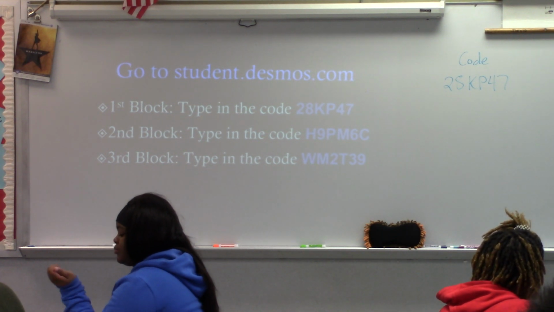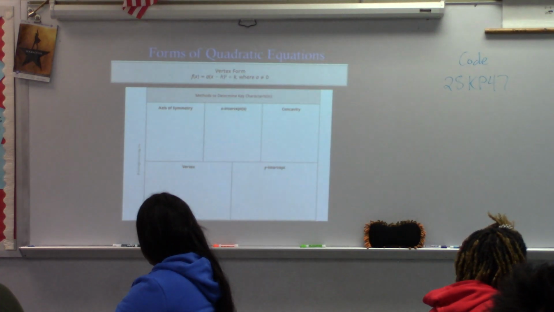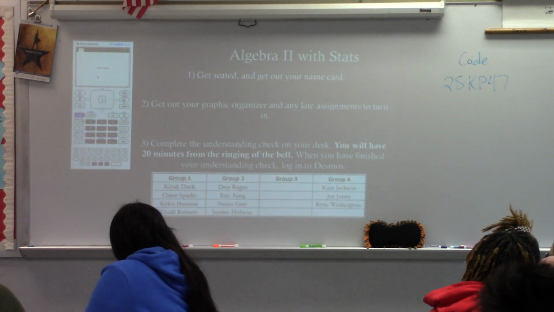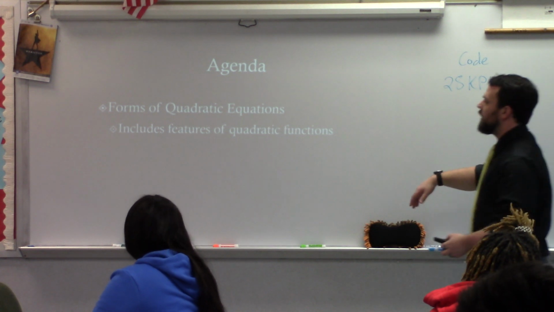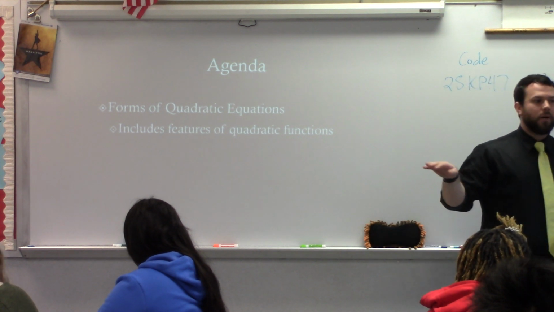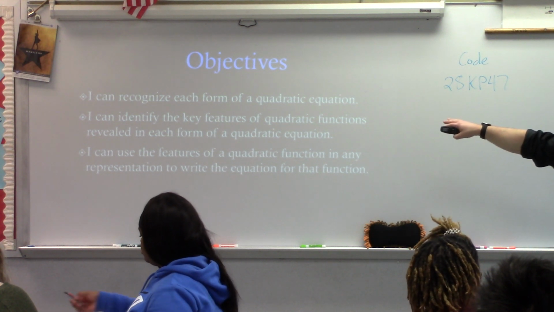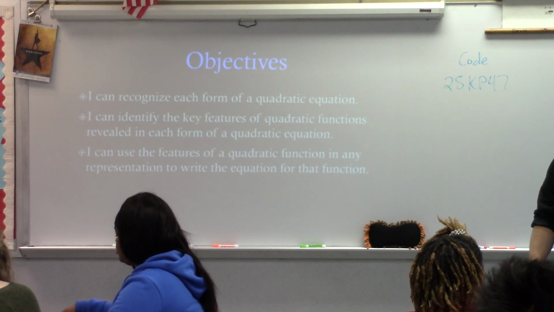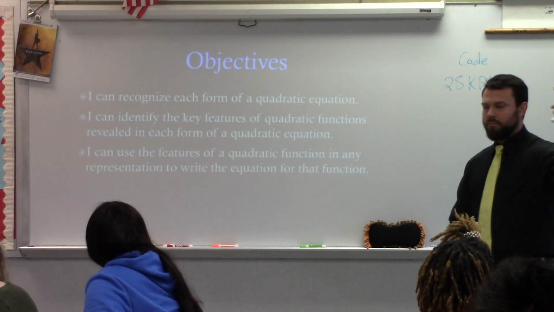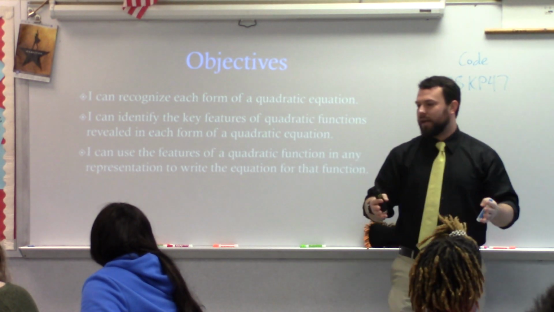While they're still logging in then, let's look at our agenda and objectives. I will say I forgot to put one thing on here. So we have the forms of quadratic equations, right? We're looking at those features of quadratic equations. What are the features that we should be thinking about? Right? We need to identify the key features or characteristics. The vertex, what else? Axis of symmetry. Say again. So the parabola is, remember, the shape of that quadratic function, right?